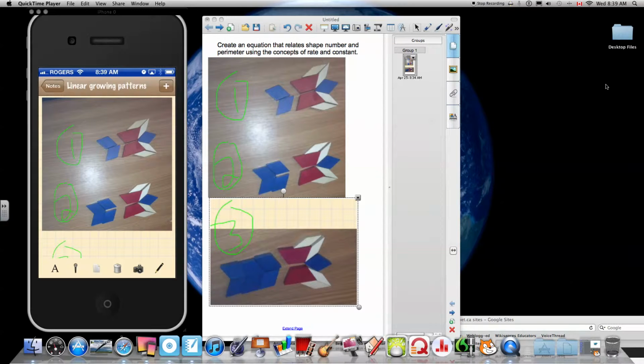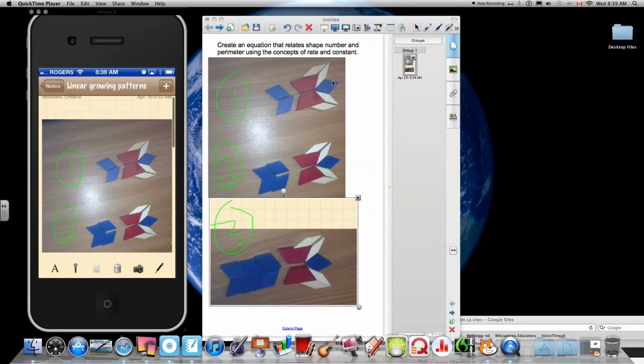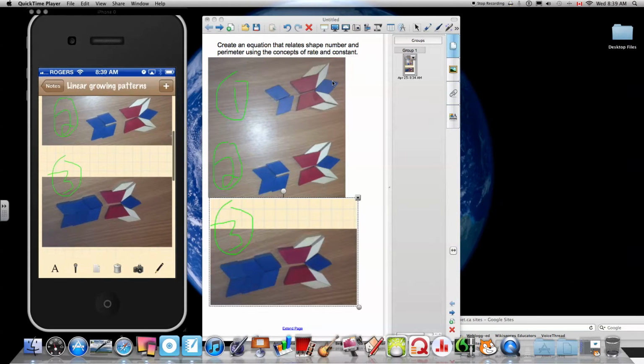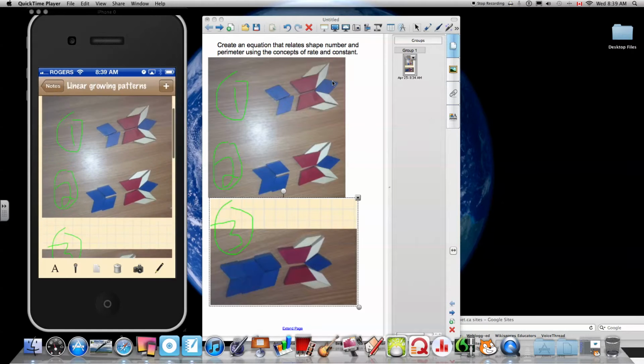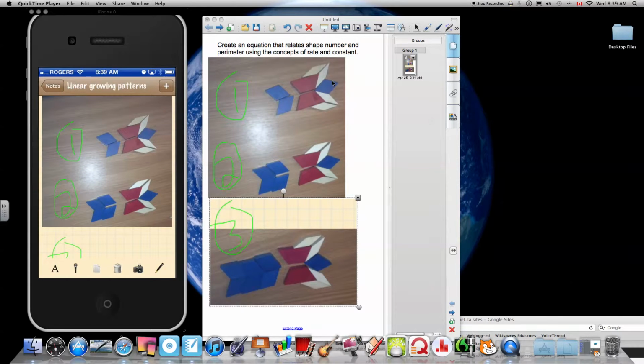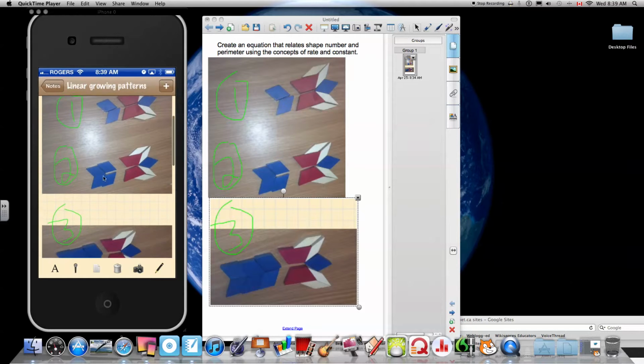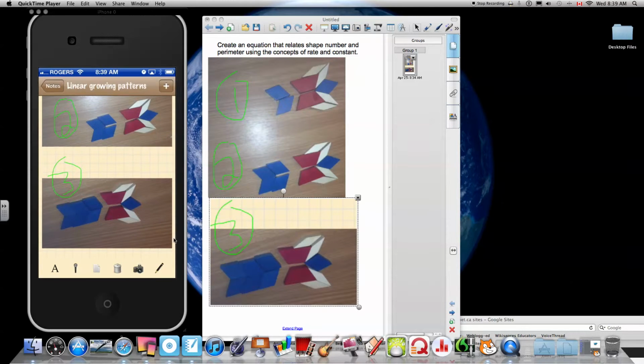This is a problem that students engaged in the grade 8 math classroom where they're representing linear growing patterns with equations. A student created this linear growing pattern looking at the relationship between shape number and perimeter. What we have here on the iPod, or in this case the iPhone, is photographs of student work, shape 1 being right here, shape 2 being right here, and then shape 3 being right here.